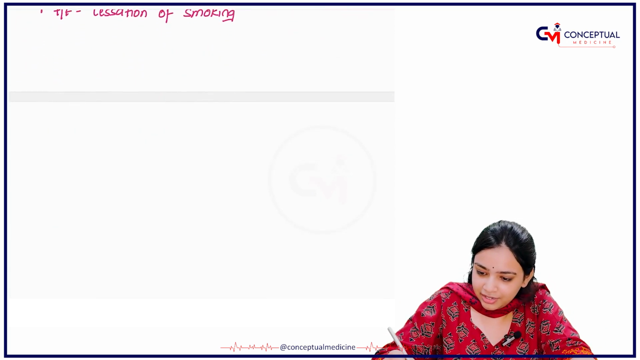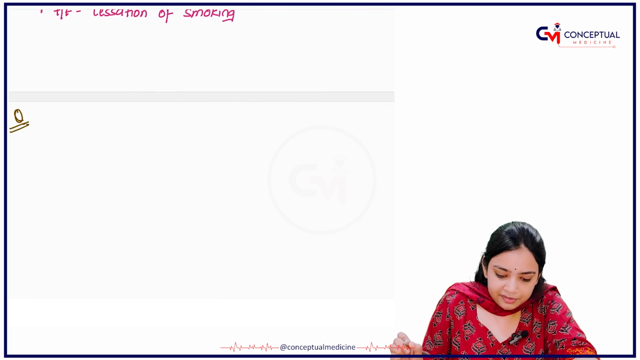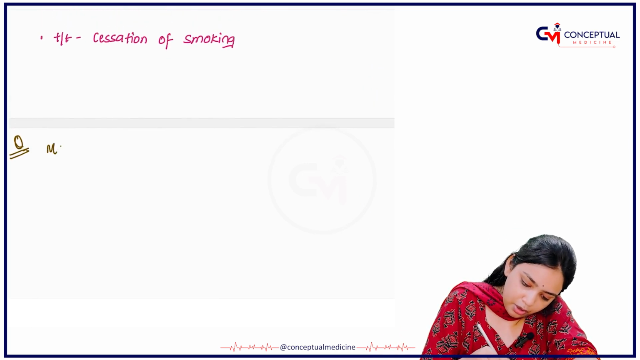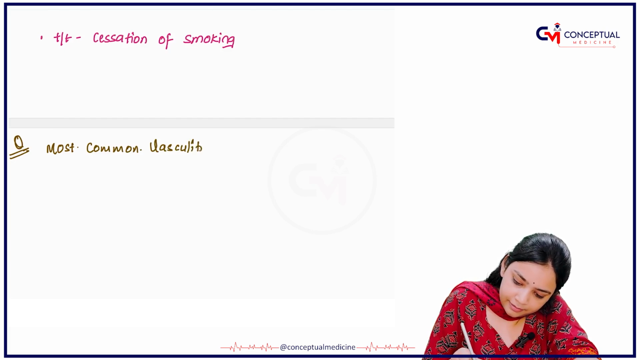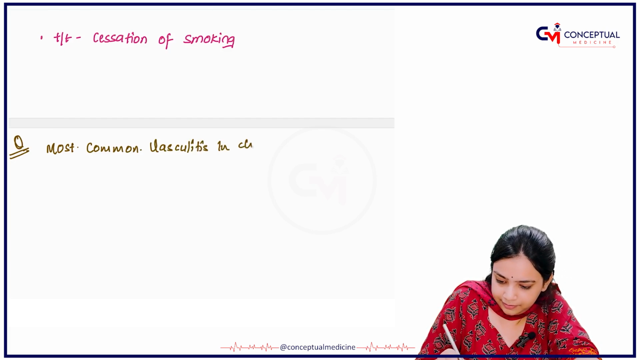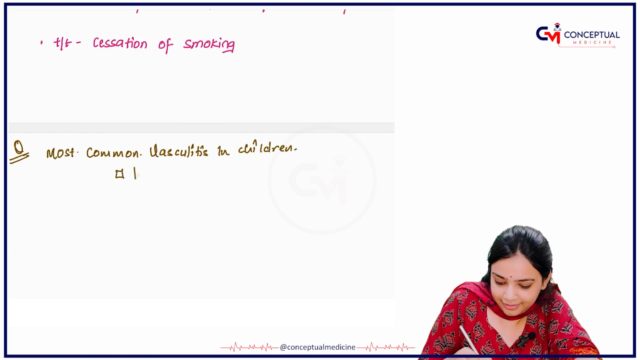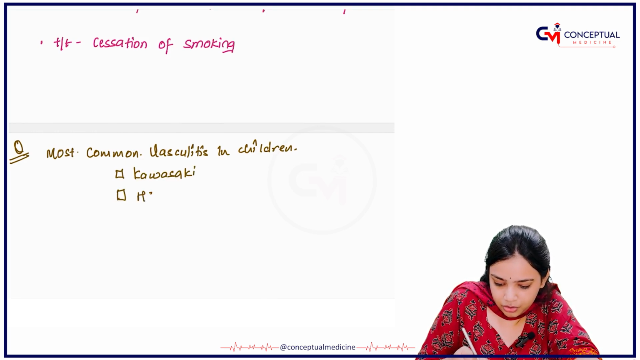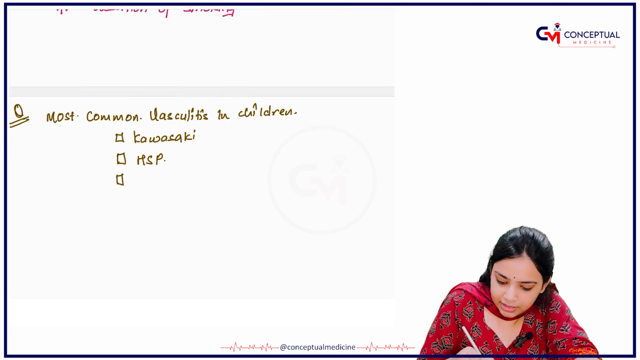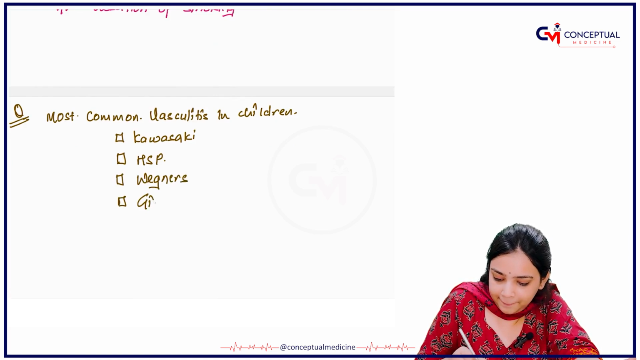Now I will be giving you certain questions. So the first question that I will be giving you is, tell me the most common vasculitis in children. Is it the Kawasaki? Is it the Henoch-Schonlein purpura? Or is it the Wegener's? Or is it the giant cell?